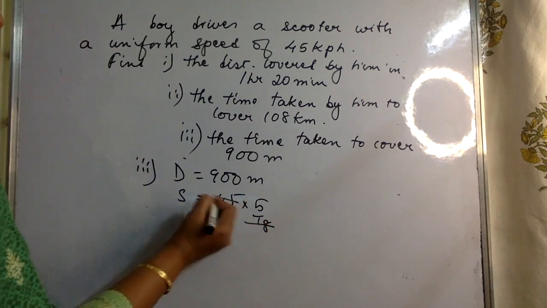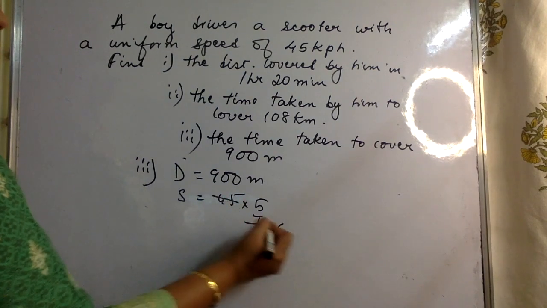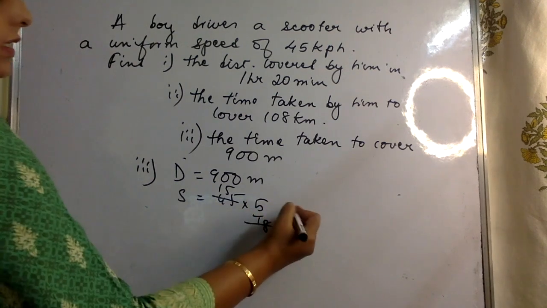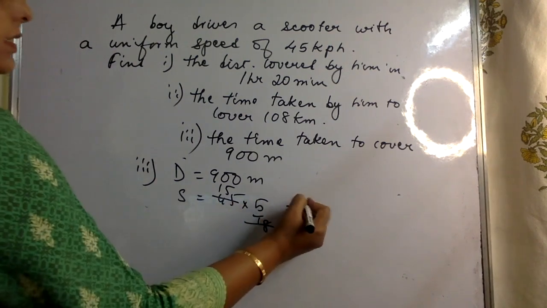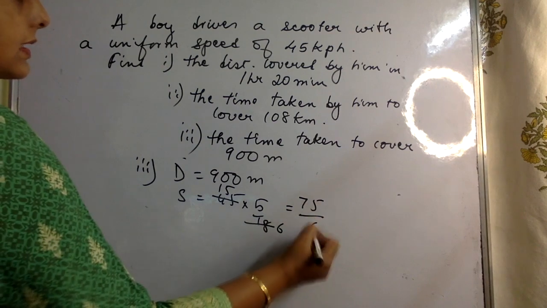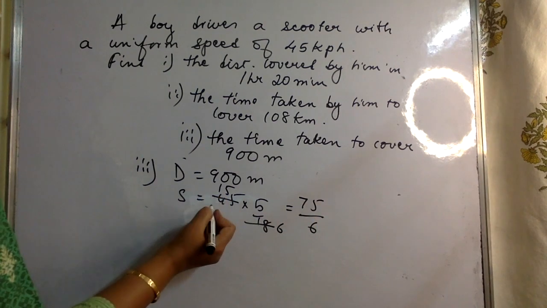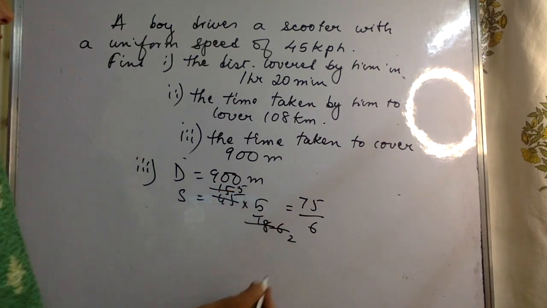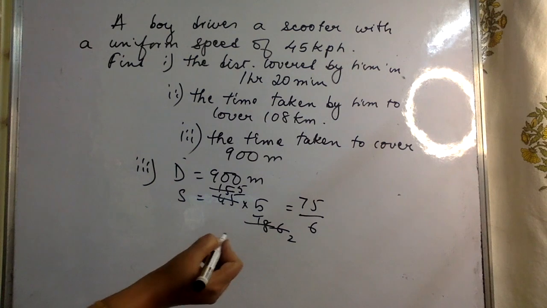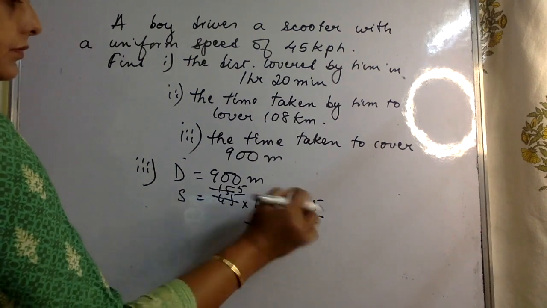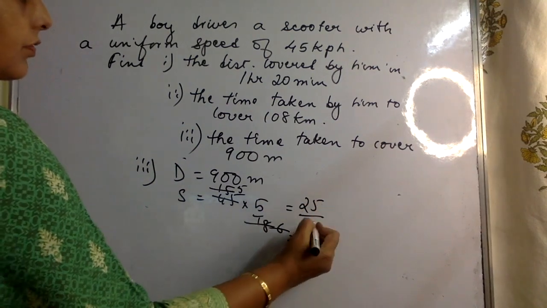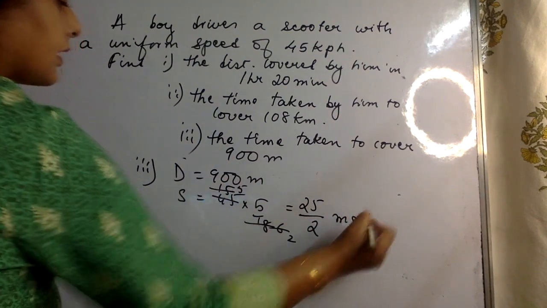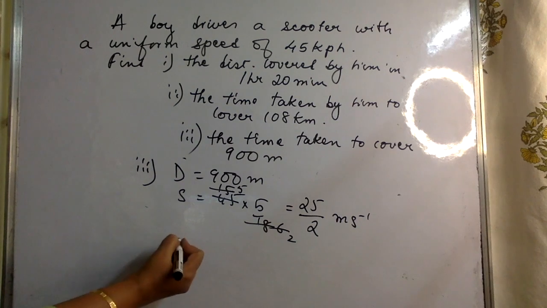So this is 3 6s and 3 15. So speed is 15 5s are 75 by 6. Okay, I think we could have cancelled once more, right? So this is 3 5s are 15, 3 2s are 6. Okay, so that is 25 by 2. It's better to reduce it here only. This has become in meters per second. Yes, and now I want to find the time.